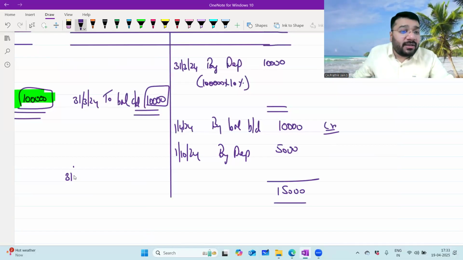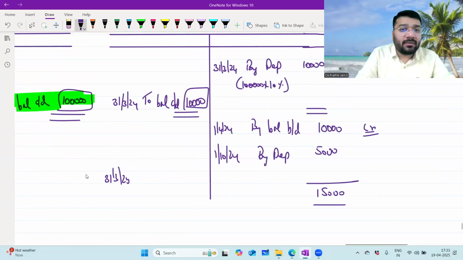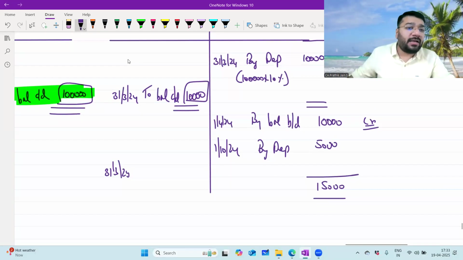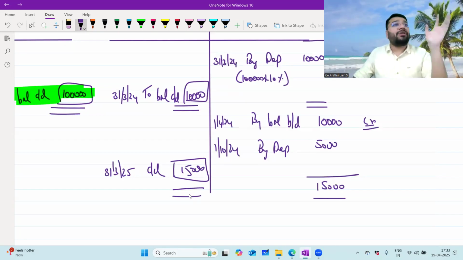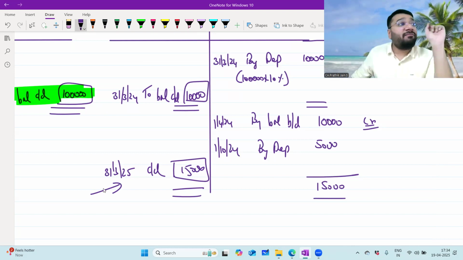Balance carried on is how much? 31/3/25. Closing balance carried on is how much? 15,000 rupees. My question to all of you: closing balance of 15,000 rupees, right or wrong? Why is it wrong?